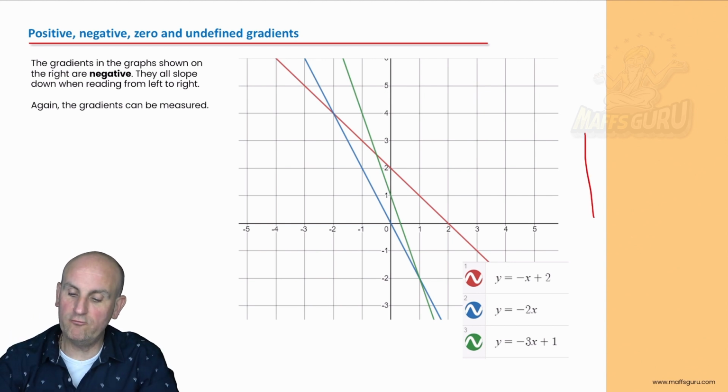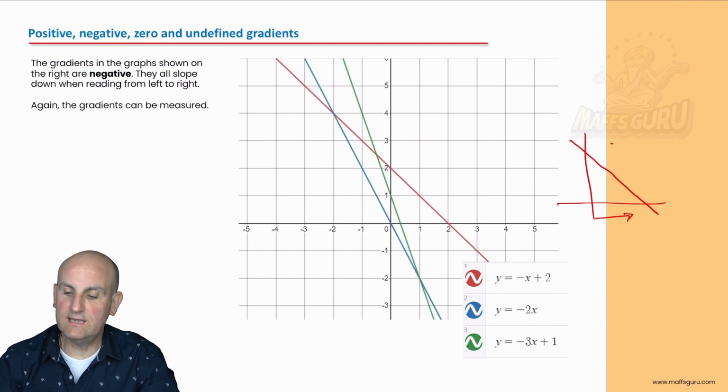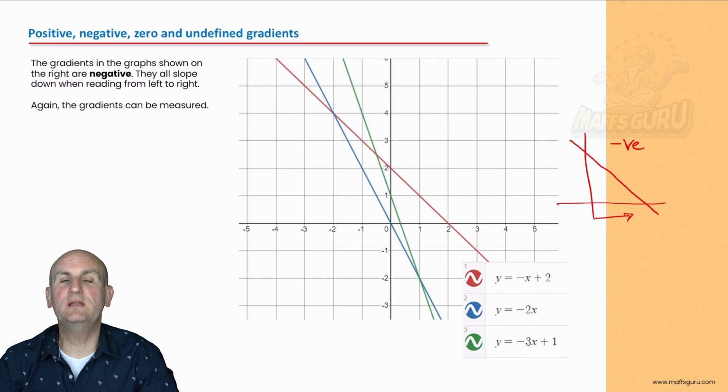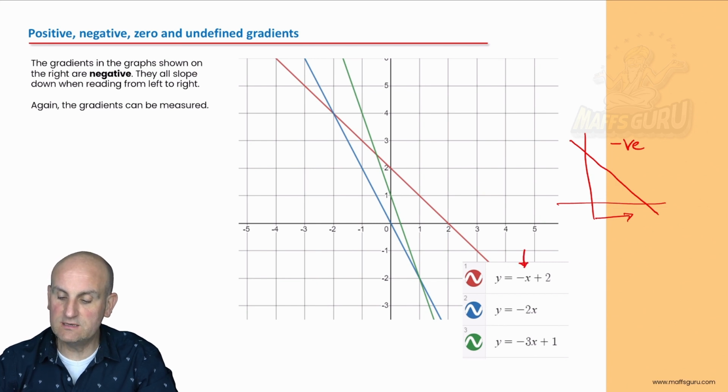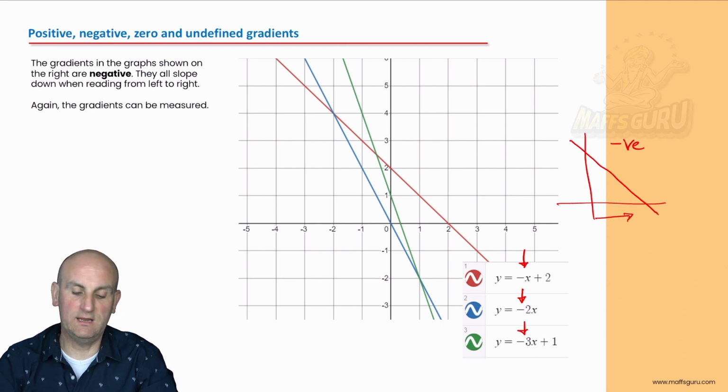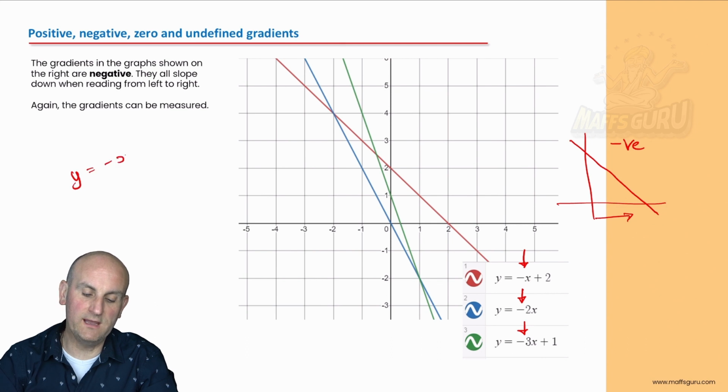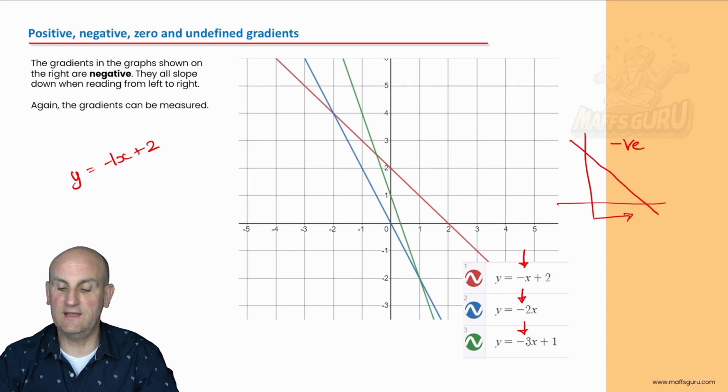So again, when I read from left to right, if my graph slopes down, then we say it is a negative gradient. Minus VE just means negative in my rather strange mind. That's a negative gradient. And what we'll notice here is the numbers in front of the x's are all negative. -1, -2 and -3. And again, remember, if you've got y equals -x plus 2, there is a 1 there, so that's -1 times x.